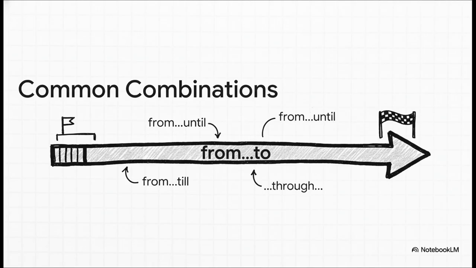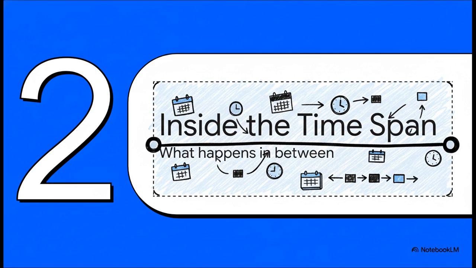But honestly, here's the simplest way to think about it. When you're not sure, just stick with from to. It's the most common, it's super clear, like the office is open from 9 to 5. You really can't go wrong with that one. All right, so we've got our block of time all set up. Now, what happens in the middle of it? Let's check out the prepositions we use to talk about what's going on inside that time span.